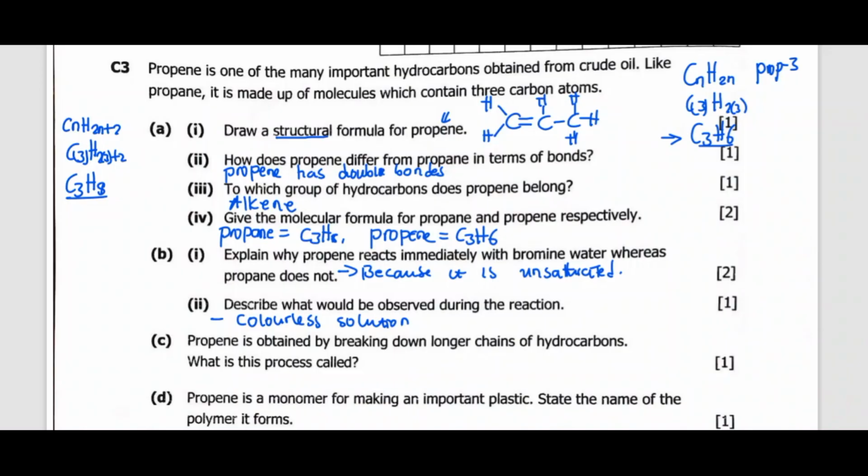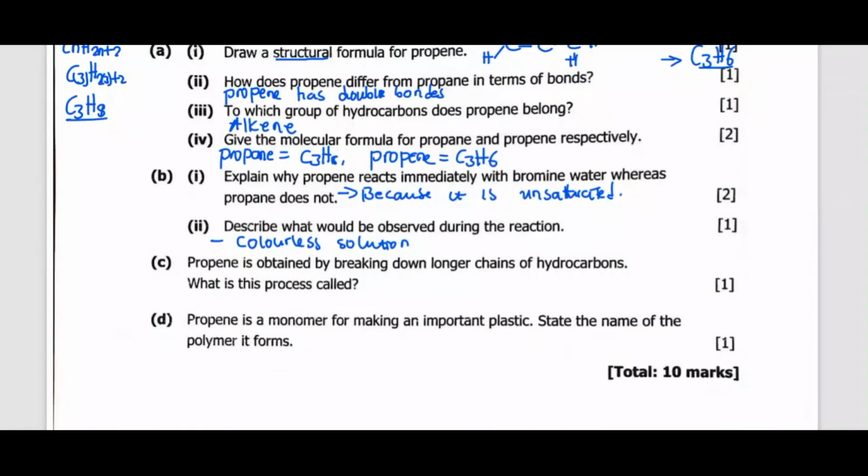Then C, propene is obtained by breaking down longer chains of hydrocarbon. What is this process called? We call this cracking. Then propene is a monomer for making an important plastic. State the name of the polymer it forms. If we use propene plus another propene, the polymer begins with the word poly plus the monomer, so we have polypropene. So this is how we can answer this, and that is for this video.